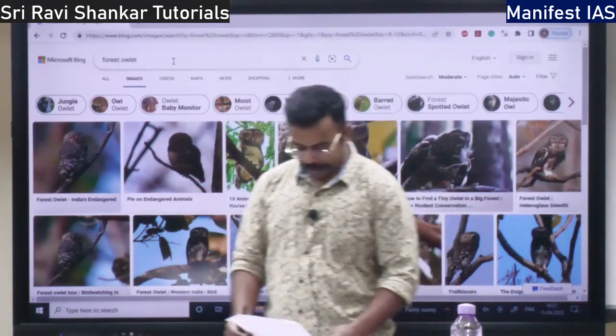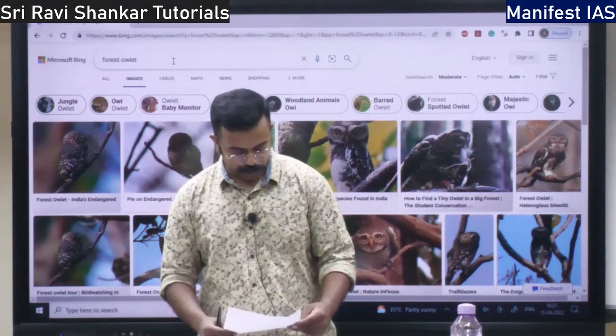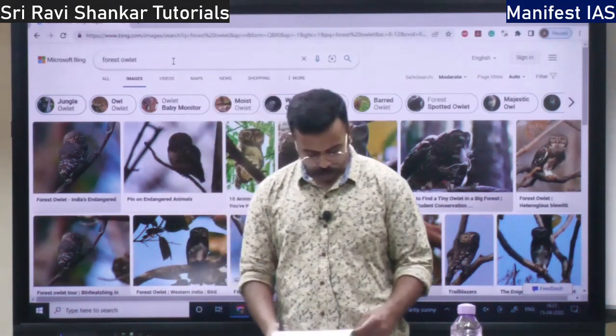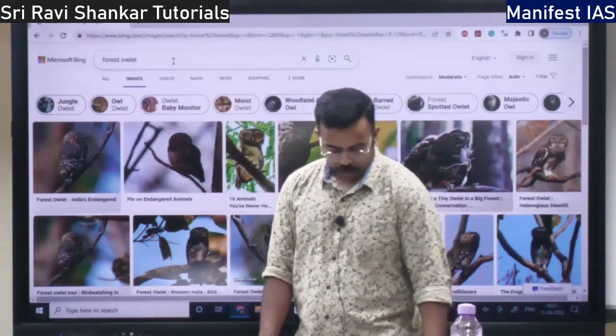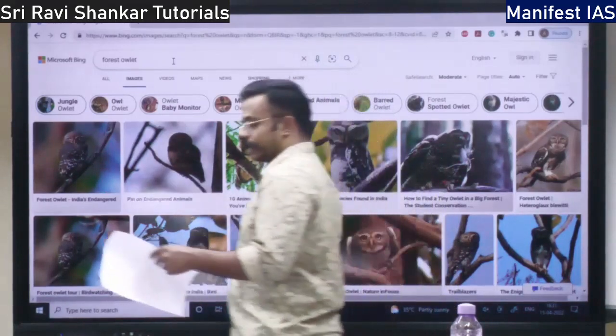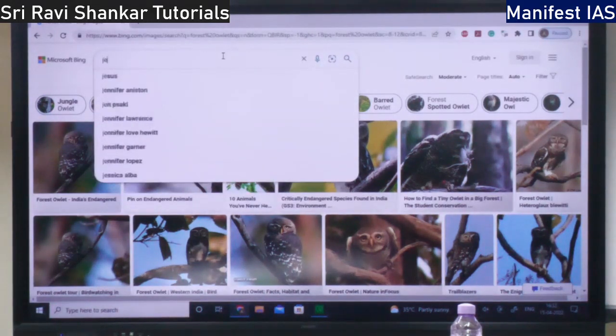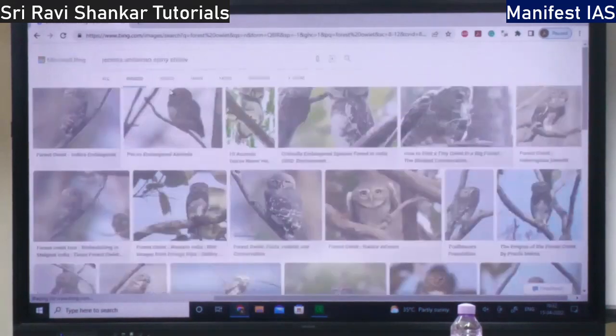Some endangered, critically endangered animals and birds, I'm going to tell you. You should note it down. These are very important. So critically endangered, Jenkins' Andaman spiny shrew. See, critically endangered ones, they will ask you. Jenkins' Andaman spiny shrew. It is critically endangered. It is found in the Andaman region.